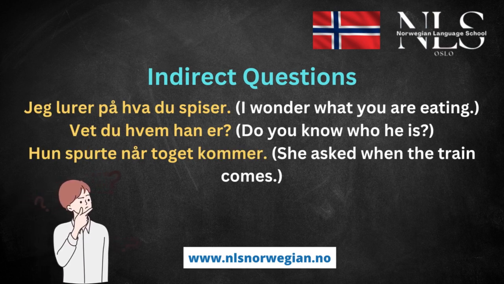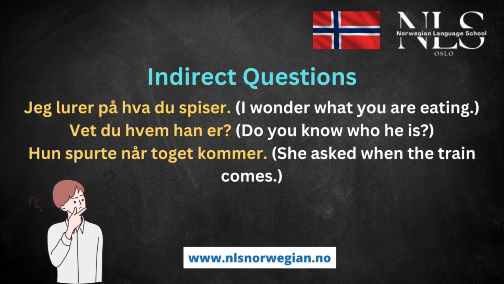Indirect questions. Indirect questions are dependent clauses and they are often embedded in a sentence. They do not ask questions directly, but they still contain question words. In Norwegian, the sentence structure changes when forming indirect questions. After the question word, the subject comes before the verb. Here are some examples. Jeg lurer på hva du spiser. I wonder what you are eating.